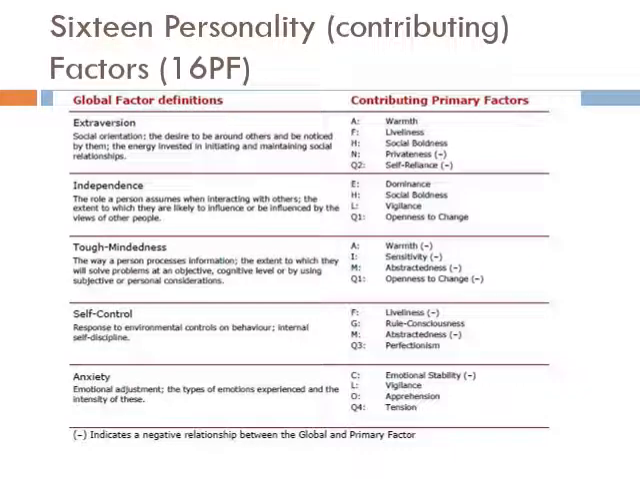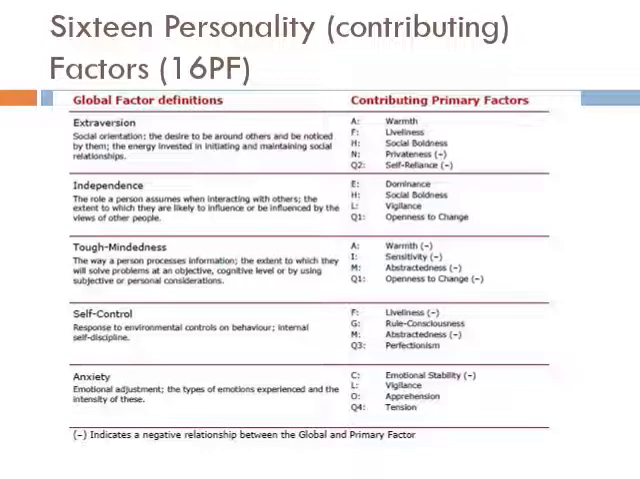So there are primary factors that contribute to these global factors. So within extroversion, we have warmth, liveliness, social boldness, privateness, and self-reliance. And those are inverted. So these negative signs mean that these characteristics go in the opposite direction. So high in privateness would be low in extroversion, and vice versa, whereas high in social boldness would also be high in extroversion. But these are the factors that seem to contribute to this trait of extroversion, which he defines as social orientation, the desire to be around others and be noticed by them, the energy invested in initiating and maintaining social relationships.